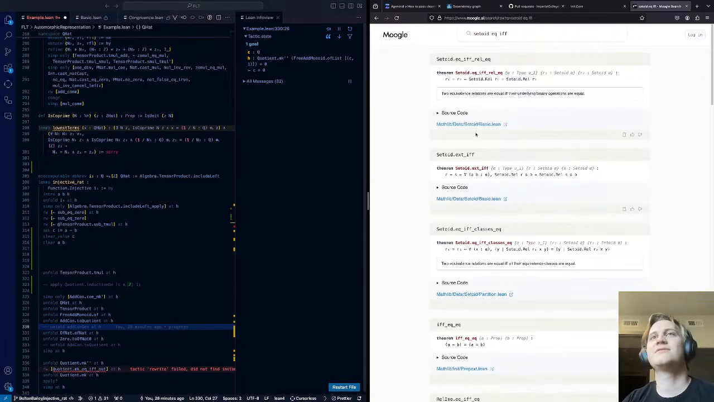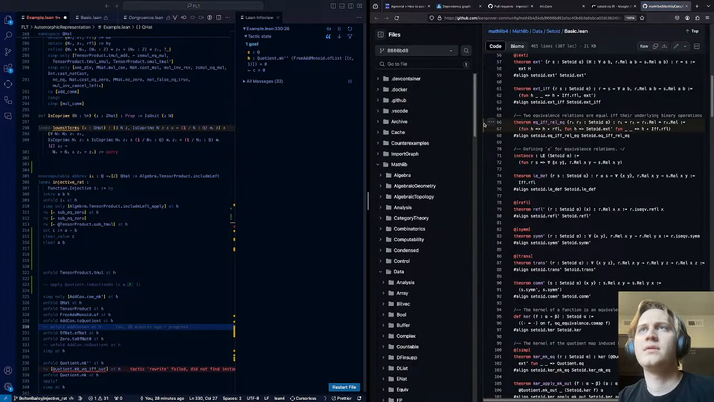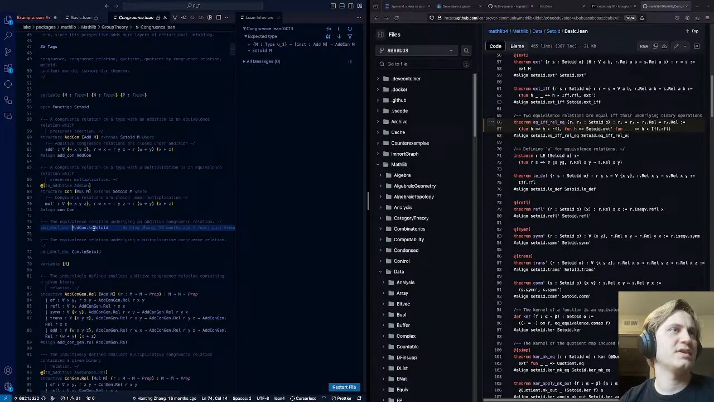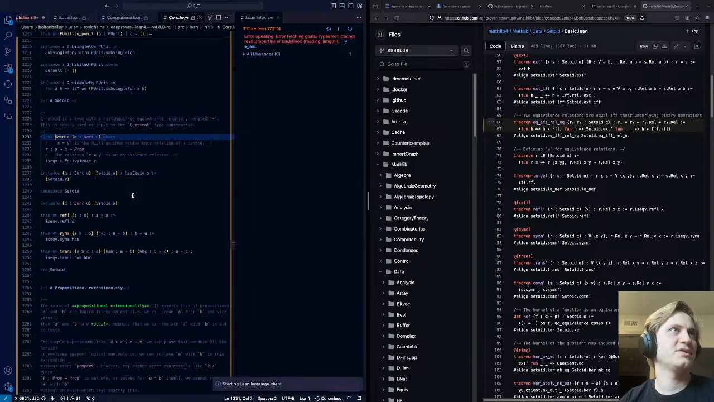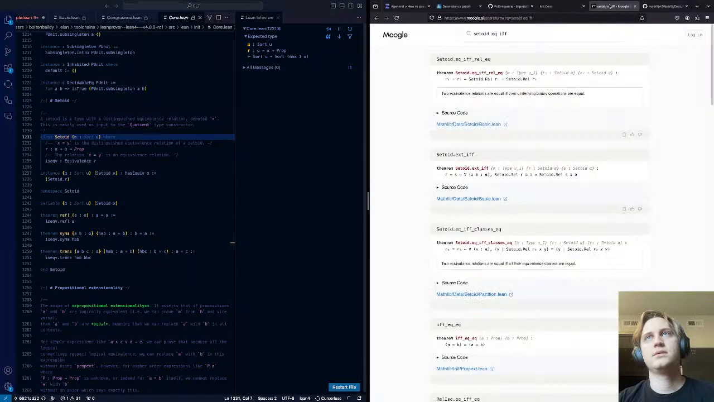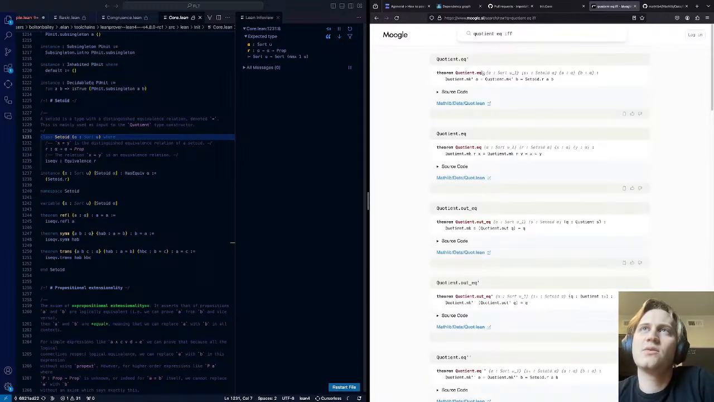Setoid, sorry, what is a setoid? Go to the definition of setoid. A setoid is a type with a distinguished equivalence relation. It's just a type class. Yes. So what I really want is sort of like quotient eq, if there's really nothing like this.